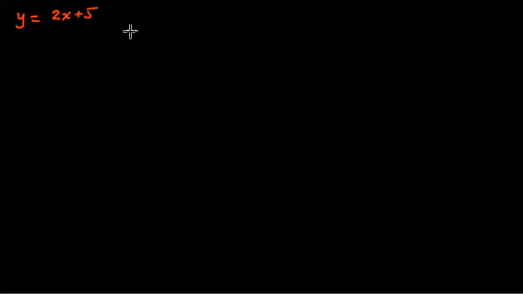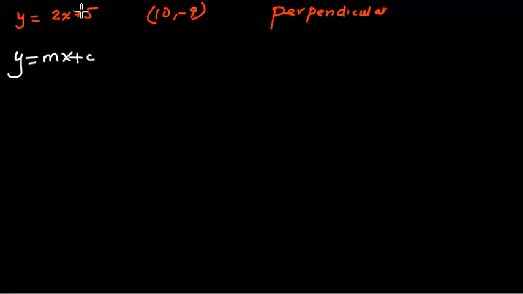And I'm looking for the equation of a line which is perpendicular to 2x plus 5, but passes through (10, -9). Now this is perpendicular. So I know exactly where to start. Here's where I'm going to start: I'm going to start at y = mx + c.